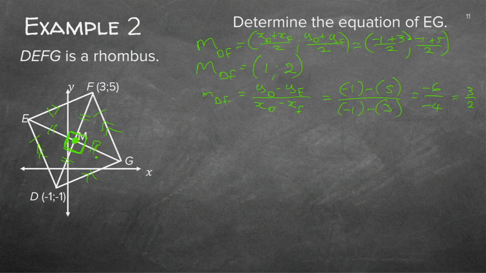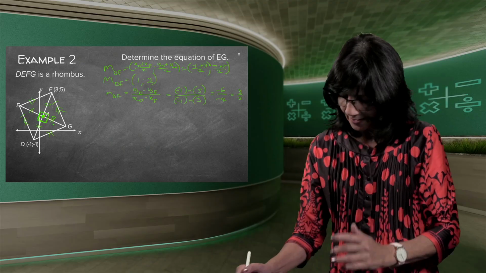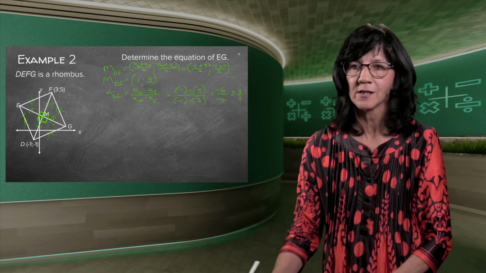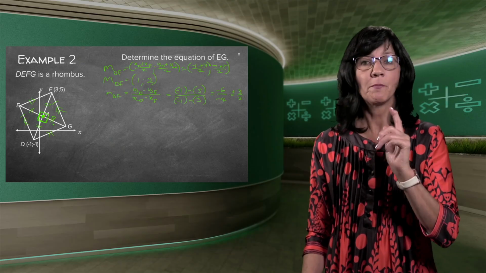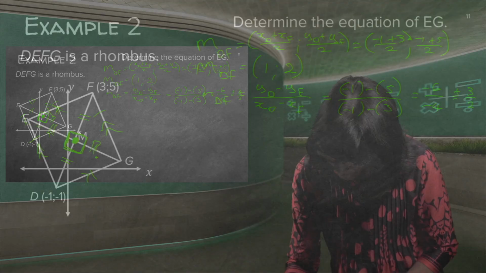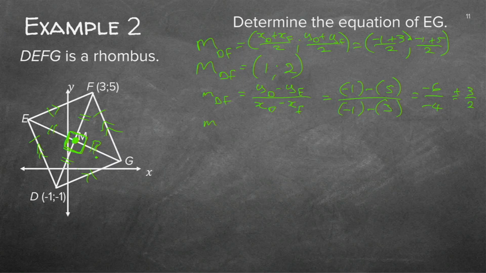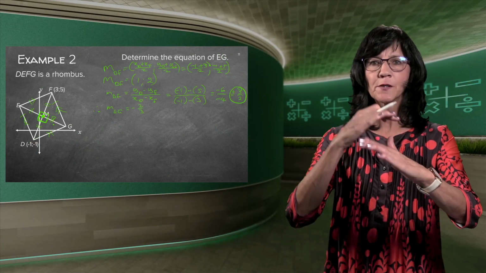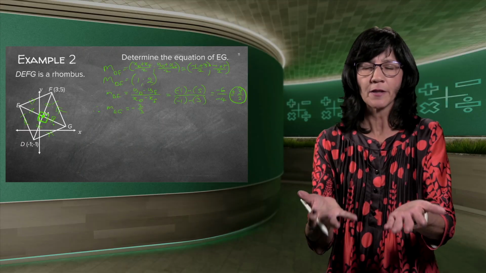Let's check if we're right. My DF is going in a straight up direction. That means it needs a positive gradient. And I do have a positive gradient, so it seems I'm on the right track. But remember, that is the gradient of DF. So if I now want the gradient of EG, it should be minus 2/3. Therefore, where do I get that from? This one was plus 3 over 2. Perpendicular means flip the fraction around and change the sign. And there you have it.